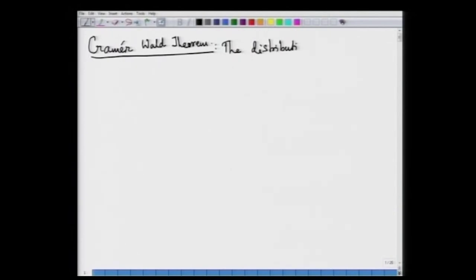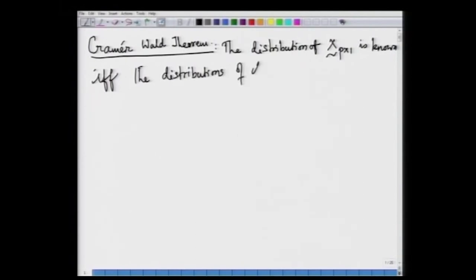of the random vector, this is our p dimensional random vector x, is known if and only if the distributions of alpha prime x is known for all alpha. Alpha has to belong to the p dimensional space.